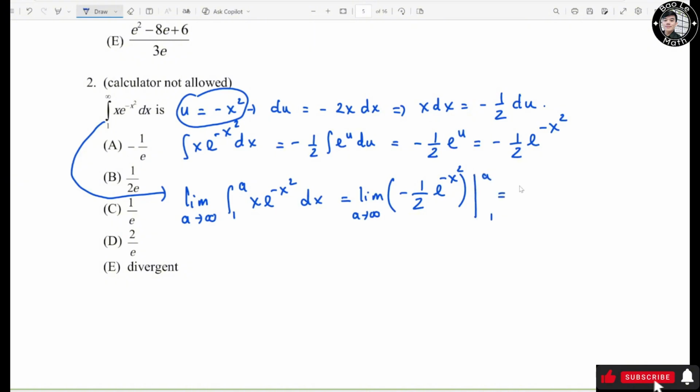So it's going to be the limit of negative 1 over 2 e to the a squared plus 1 over 2 times e when a approaches infinity. Now when a approaches infinity, this guy approaches 0, right? So we only have 1 over 2e left, right? The answer must be B.